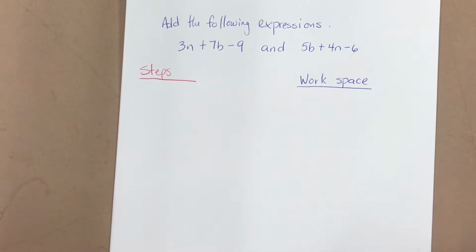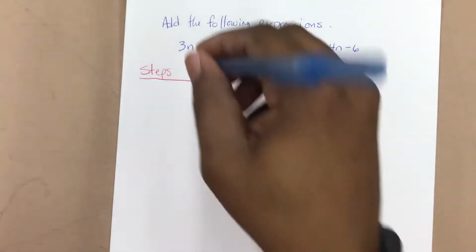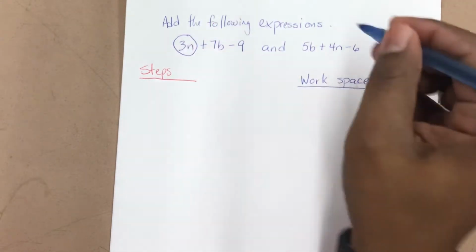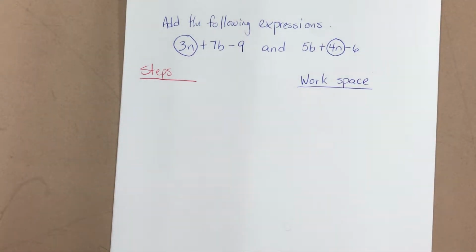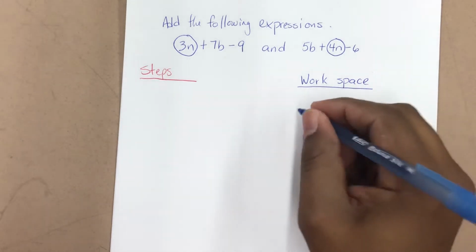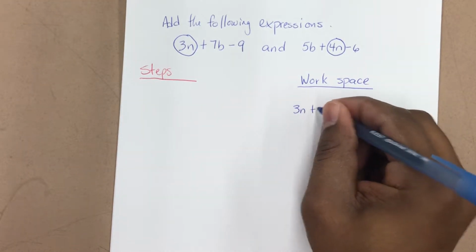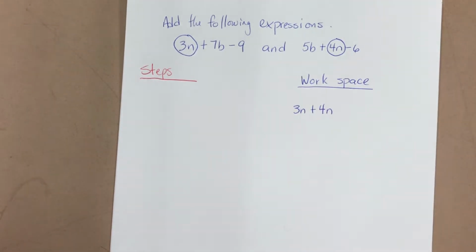So for this one, 3n and 4n would be like terms because they both share the variable n, which means when I add these two things together, I'm going to end up adding 3n and 4n because they go together.